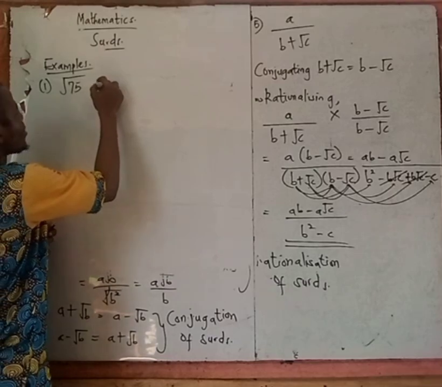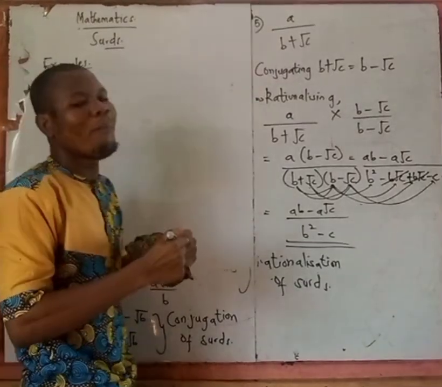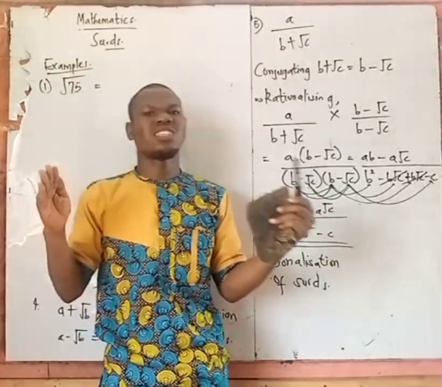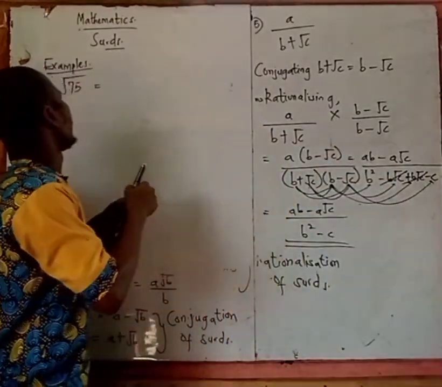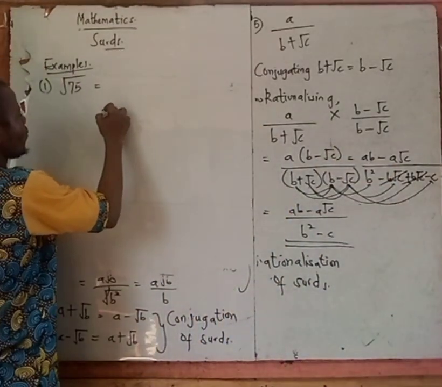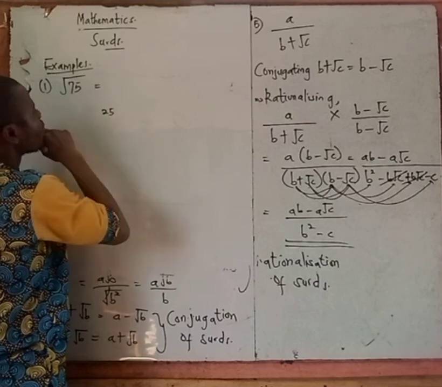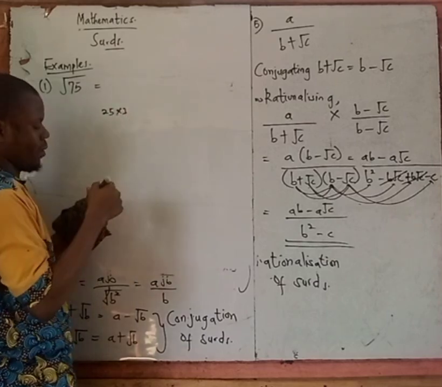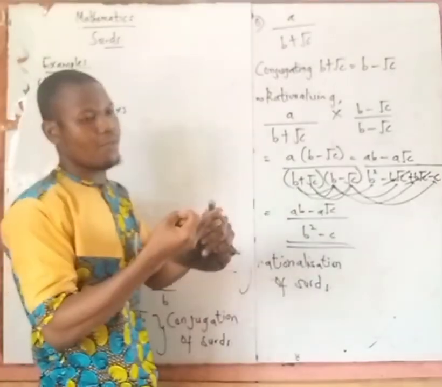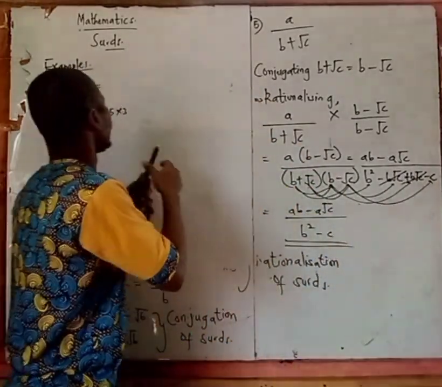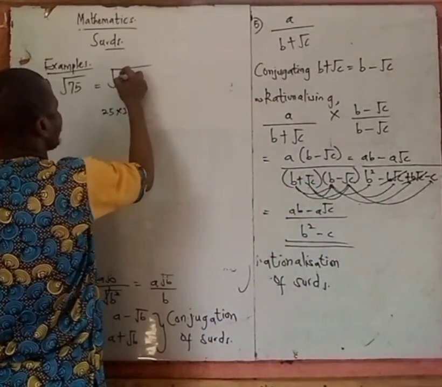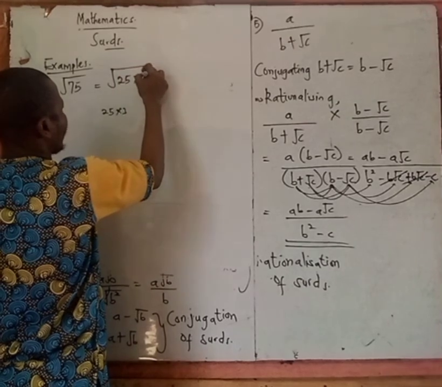So what we do is find two numbers that, whenever we multiply them together, will give us 75. So when we think of it, we can have 25 times 3 gives us 75. In this case, that gives us 75. So in this case, we're going to have square root of 25 multiplied by 3.